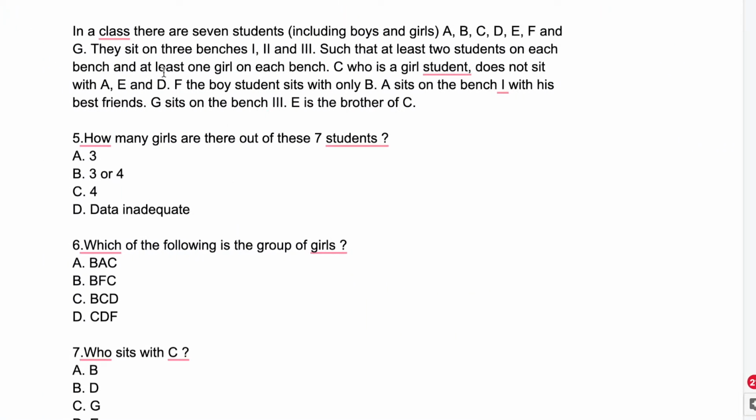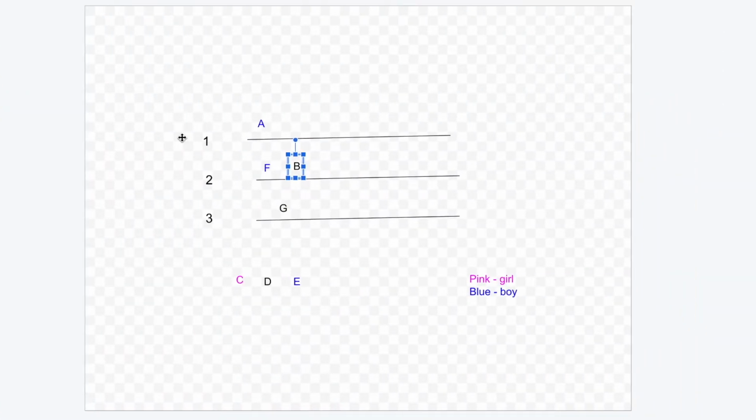C, as it says here, does not sit with A, E, or D, which means that C cannot sit in bench 1 with A, which means that C can only sit in bench 3 with G. And that means that D and E will go and sit with A.